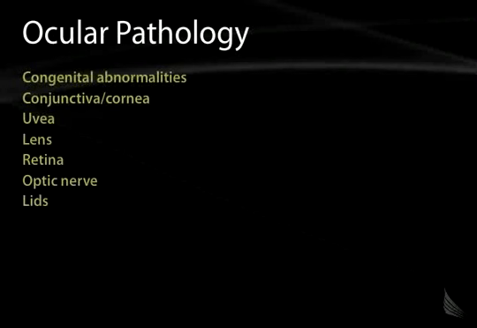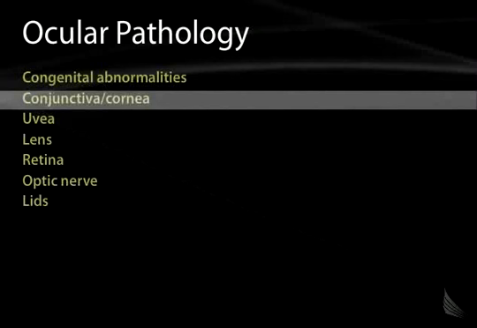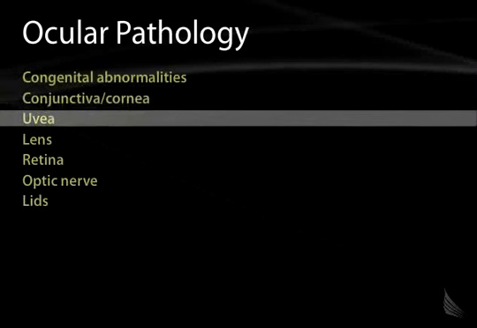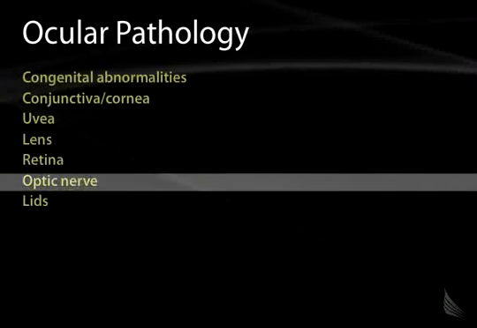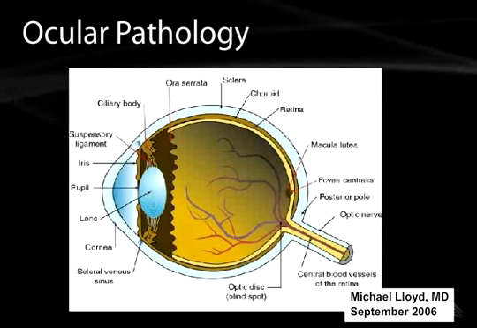Today we're going to discuss several features of ocular pathology, including congenital abnormalities, disorders of the conjunctiva and cornea, uvea, lens, retina, optic nerve, and even the lids. This is an overview slide. It's a simple cartoon which will help you get most of the information you need for ocular pathology.